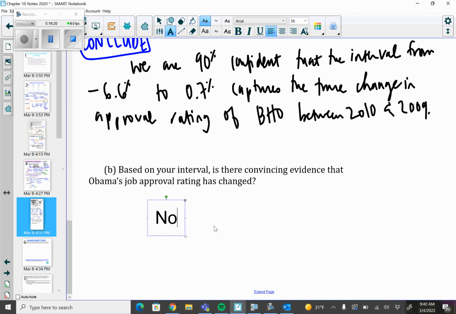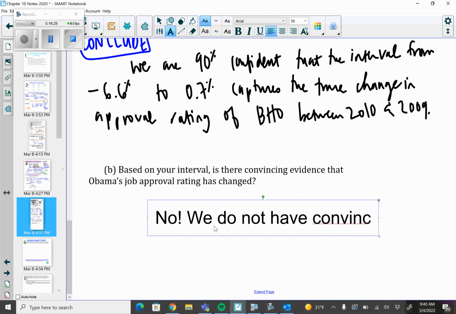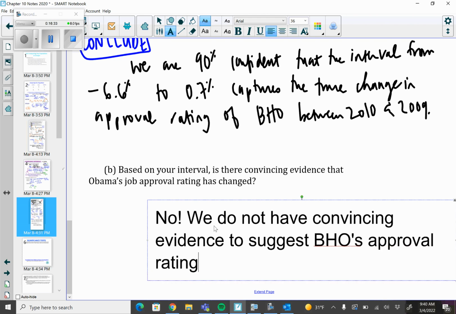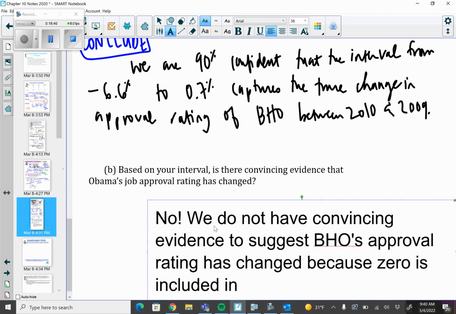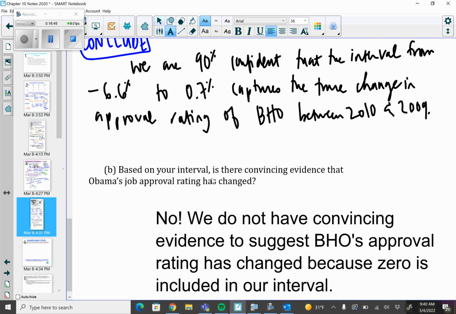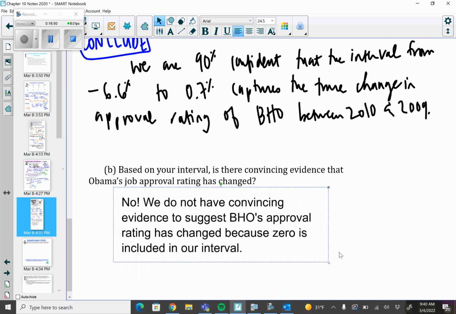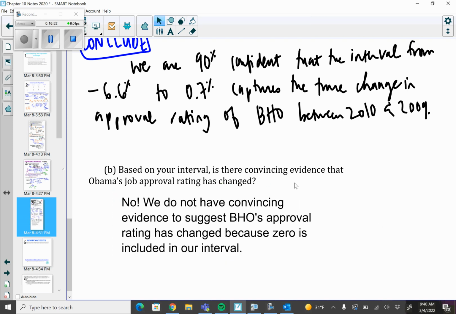Is there convincing evidence? No. We do not have convincing evidence to suggest Barack Obama's approval rating has changed because 0 is included in our interval. Thus, 0 is a possible answer for the true difference in approval rating, meaning it is possible his job rating has not changed.